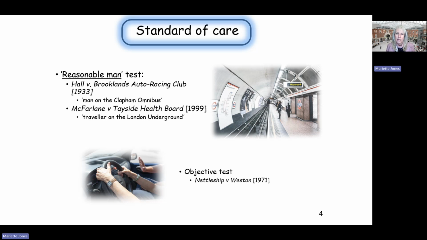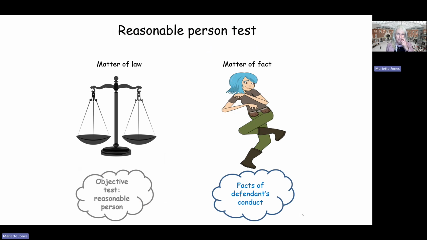A good example is the case of Nettleship versus Weston, where a learner driver injured her instructor. The court held that even a learner driver must meet the standard of a competent and experienced driver, so no allowance is made for inexperience. The test remains objective. In deciding breach, the question is partly a matter of law. That means that the court sets the standard, and partly a matter of fact. The judge then decides whether that standard was met in the specific circumstances. So first we set the legal standard, and then we judge the facts against that standard.